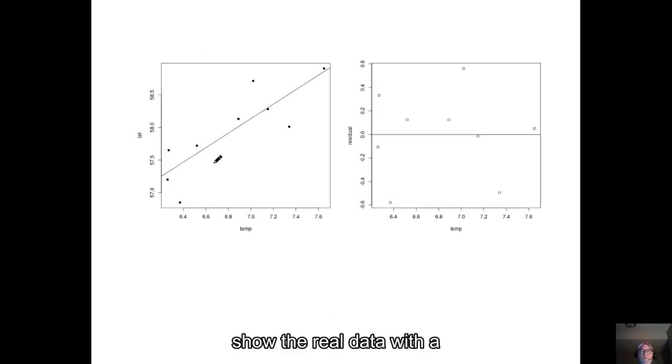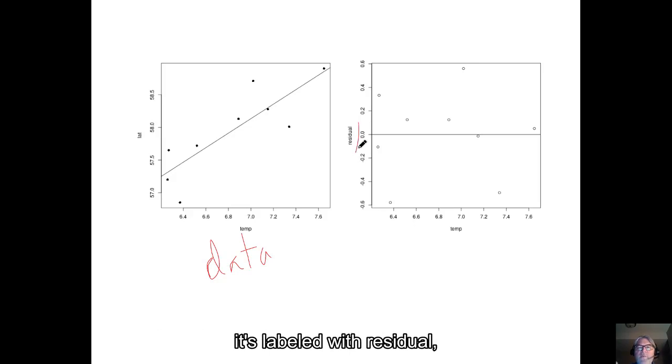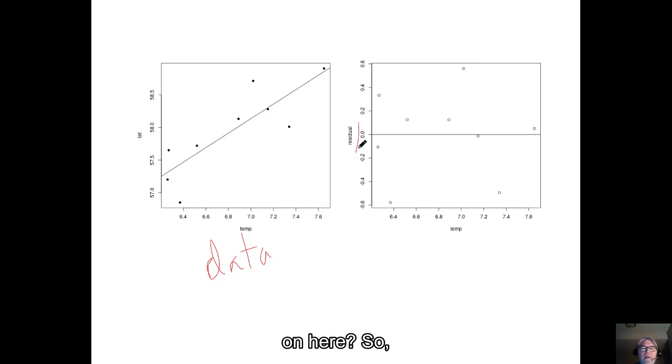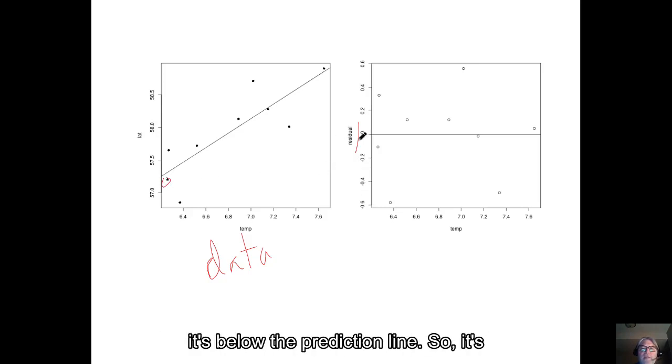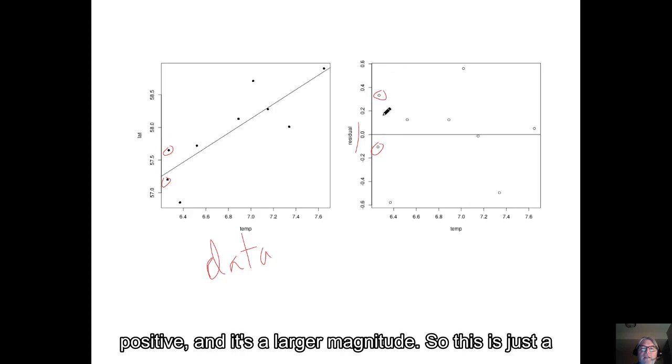So if I show the real data with the prediction line over here, this is the data, and this is the residual plot over here. You can see it's labeled with residual. Hopefully you can see what's going on here. This first point, with the lowest x value, is below the prediction line, so its residual is negative. The next one is above the prediction line, so its residual is positive, and it's a larger magnitude.